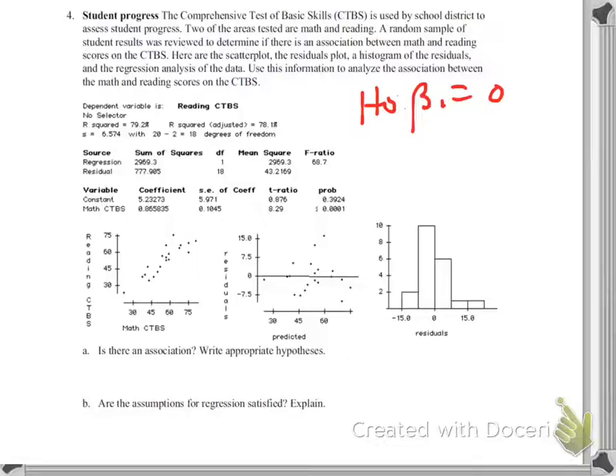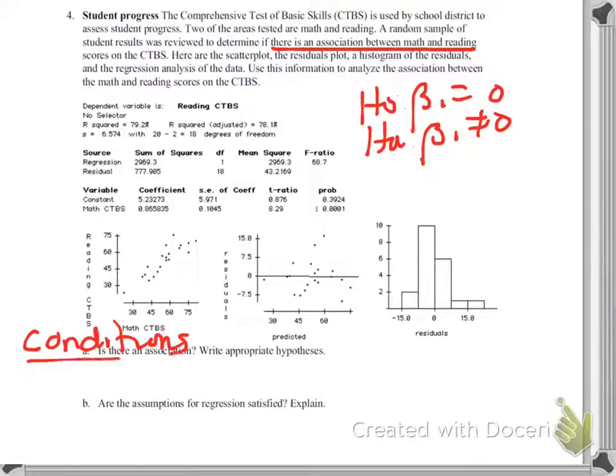Okay, they want to know if there is an association between math and reading. So my HA is going to be that beta 1 doesn't equal 0. All right, so now let's go over to conditions. Is the scatter straight enough? And I am going to say that there is a linear trend in the scatter plot.